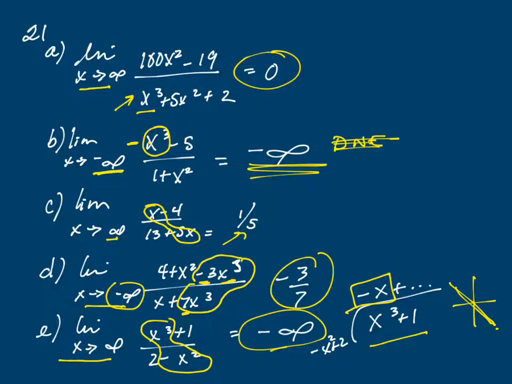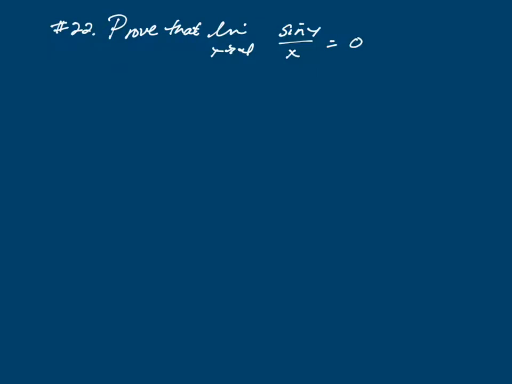We got 2 more. Number 22 asks us to prove that the limit as x goes to infinity of sine x over x is equal to 0. And we're going to do that using the squeeze, okay? Because remember, this is an alternating one, and this one would just be over infinity, so we have to have some other way to prove this. So what we're going to say, we're going to use the squeeze.